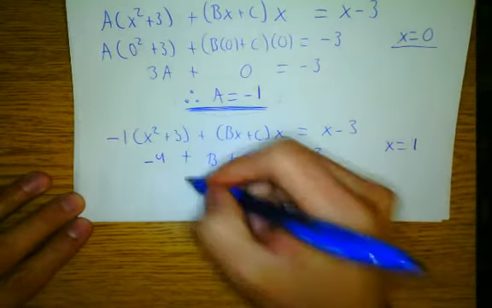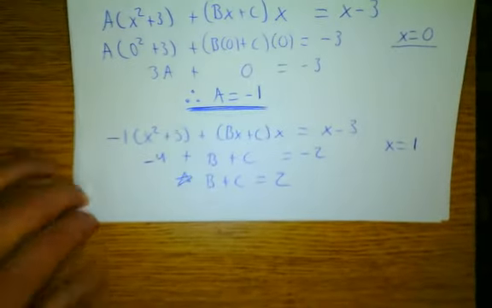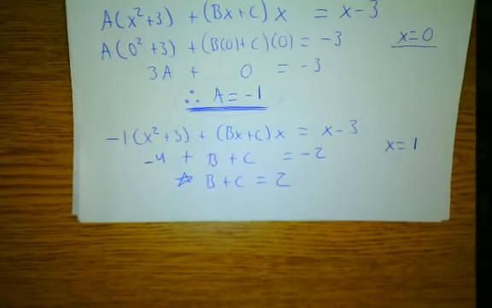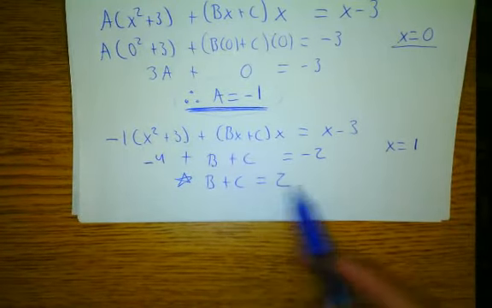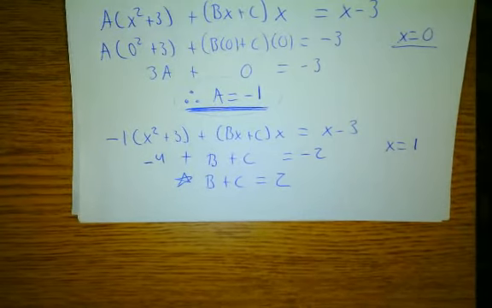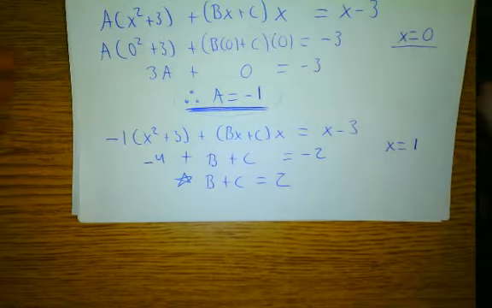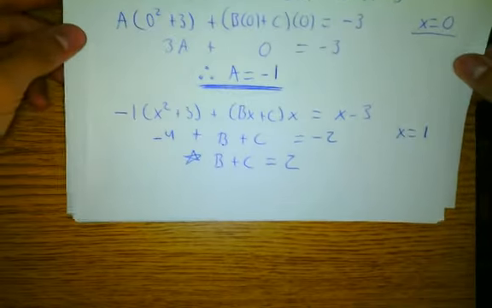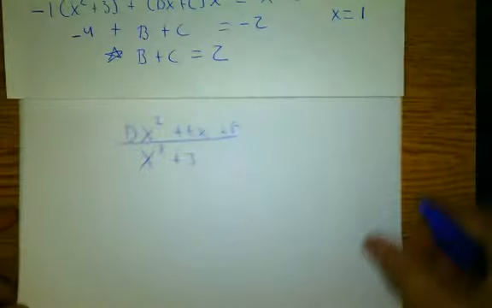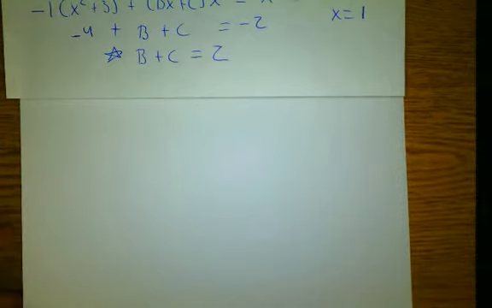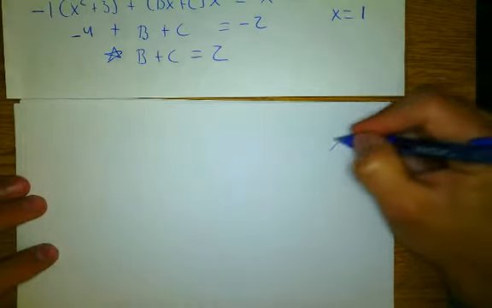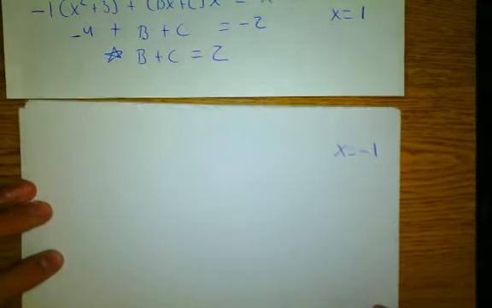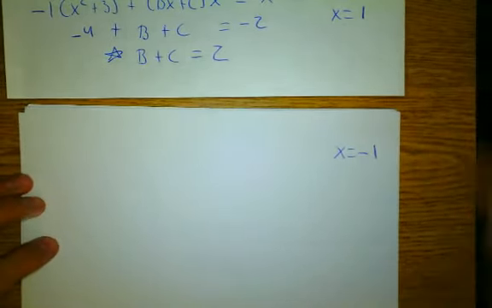I'm going to put a star, underline, or something so that I don't lose this. I need this. I need to come up with another expression that has b and c so that I can use a system of equations. And what's the only way that I can find a different equation that's going to have b and c? Try another x value. Doesn't matter what you want to try. What do you guys want to do? Negative 1? Okay.